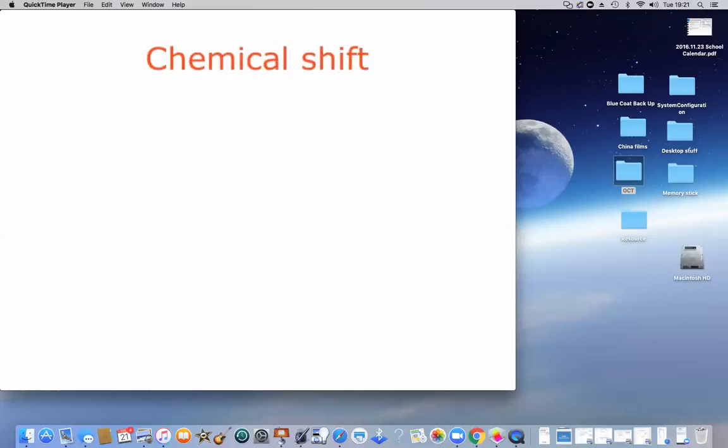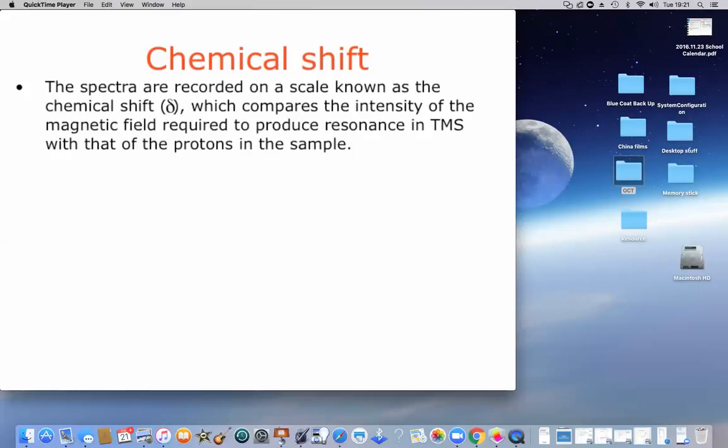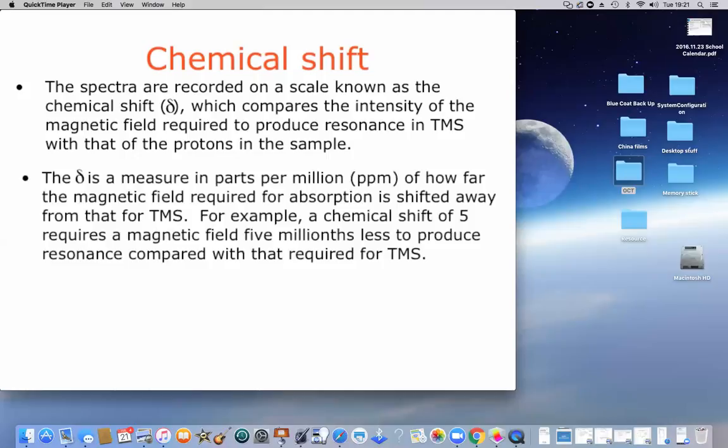Okay, so now straight on to chemical shift, so I can give you a little bit more information on this. I've referred to it already. Chemical shift is a scale, and it compares the intensity of the magnetic field and the radio waves required to produce resonance. It compares TMS with the protons in the sample. It compares the two. This is going beyond what you need. It's a measure in parts per million in terms of the magnetic field required.